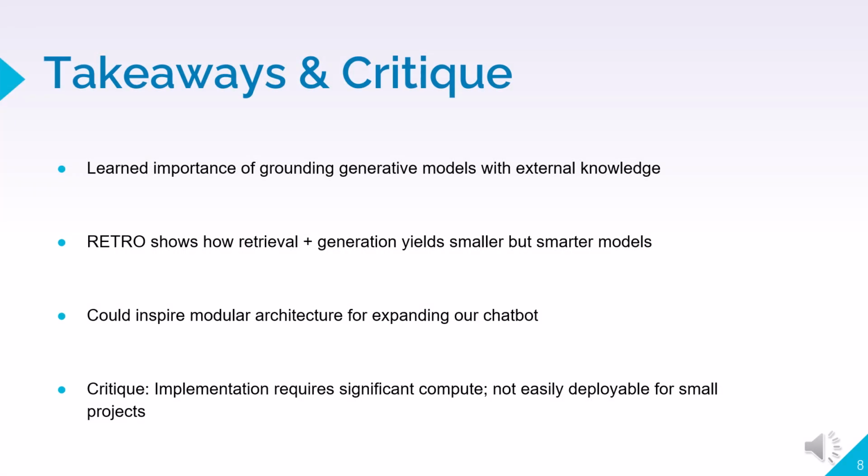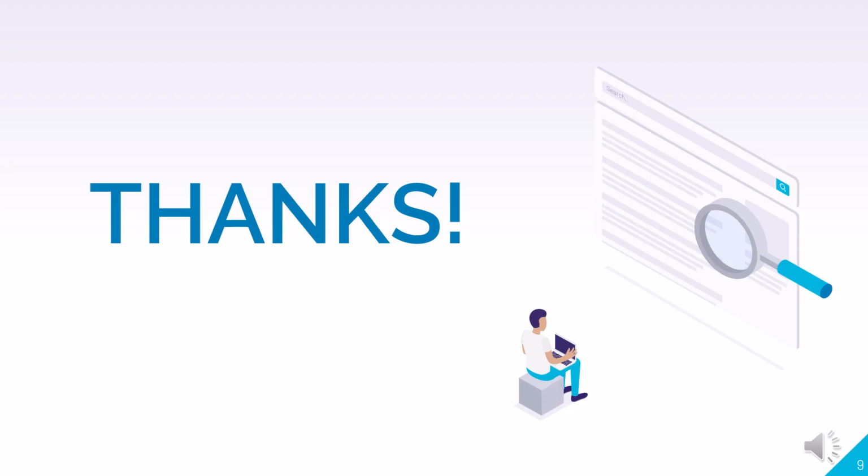My biggest takeaway was you don't need bigger models, you need smarter architectures. Retro shows how retrieval plus generation can beat massive models like GPT-3, especially when factual correctness matters. It also got me thinking about modular chatbot design, like plugging in retrieval blocks for specific domains. My main critique is that Retro is not lightweight. It needs big infrastructure to run, so deploying something like it in a small project might be tough.